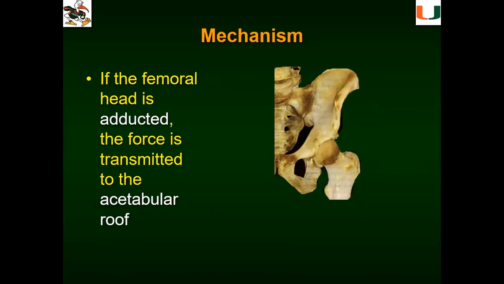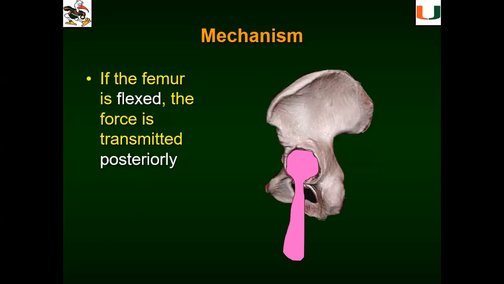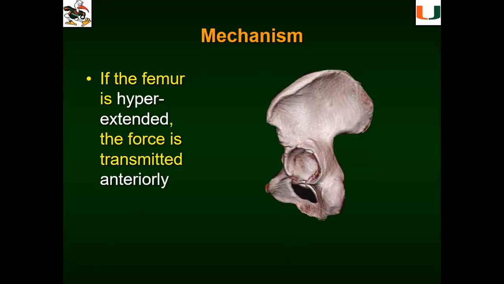When the femoral head is adducted, the force is transmitted to the acetabular roof. And when the femoral head is abducted, the force is transmitted inferiorly towards the medial aspect of the acetabulum. So again, posterior sciatic, anterior femoral, medial obturator. If the hip is flexed at the time of injury, the force is transmitted posteriorly. If the femur is hyperextended, the force is transmitted anteriorly.